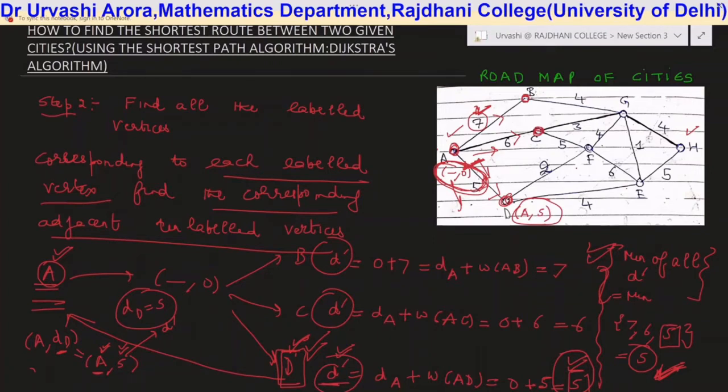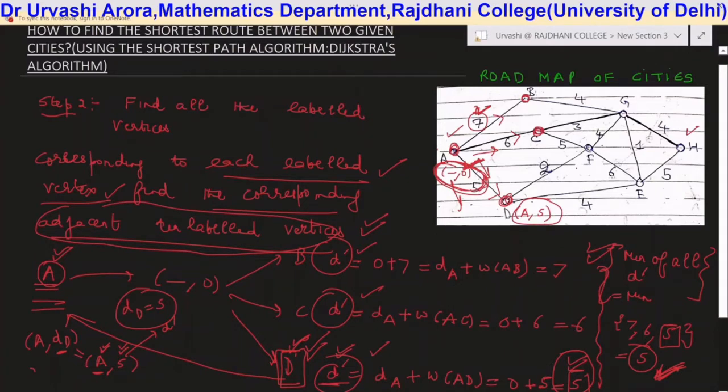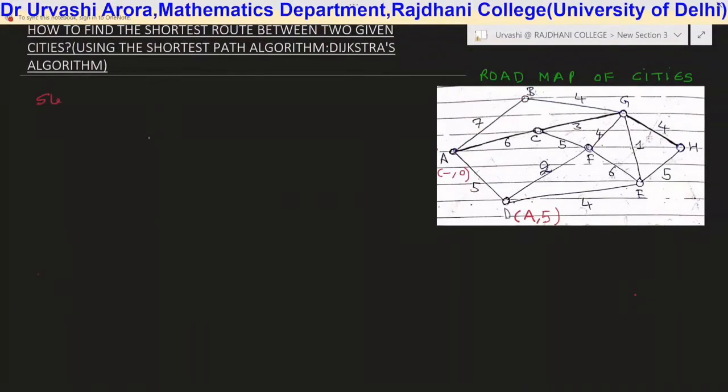In step 3, we will be moving just parallel to what we did in step 2. That is, we would be finding every labeled vertex, and corresponding to each labeled vertex we'll find the corresponding adjacent unlabeled vertices, and then we'll be making calculations for D dashes for each of the adjacent unlabeled vertices, and then we'll find the minimum of all the D dashes the way we did in step 2. And after finding out the minimum, whichever adjacent unlabeled vertex the minimum occurs at would be the vertex that would be labeled at that particular step. So in every step we would be repeating the same procedure. So moving on to step 3 of the algorithm.